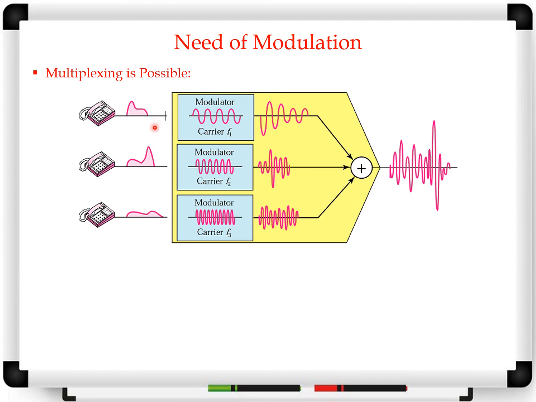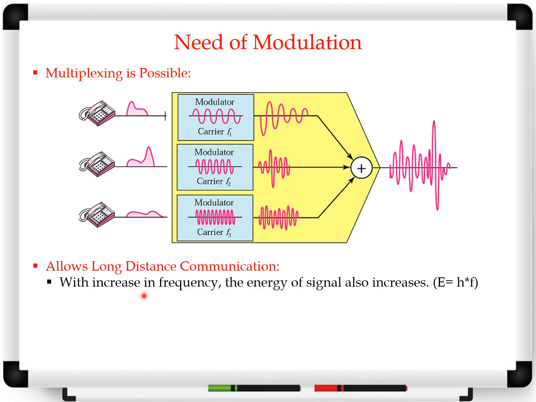With the help of modulation, we can modulate different modulating signals with different carrier frequencies, and it will avoid the mixing of signal. Next, it allows long distance communication. We know that with an increase in frequency, the energy of the signal also increases, right? E is equal to h nu, where nu is nothing but the frequency and h is the Planck constant. So that is why there is a direct relation between the frequency and the energy.